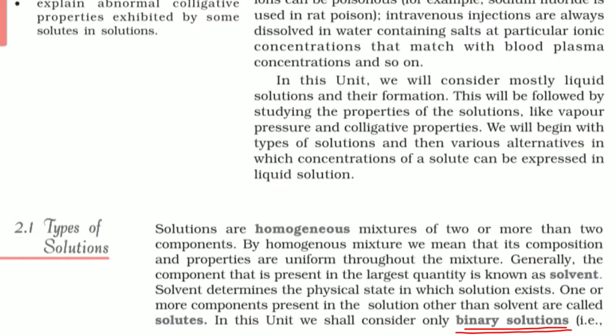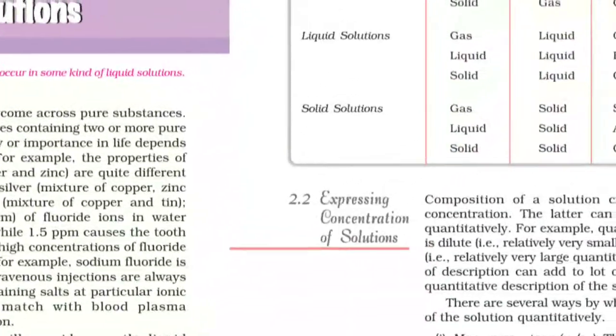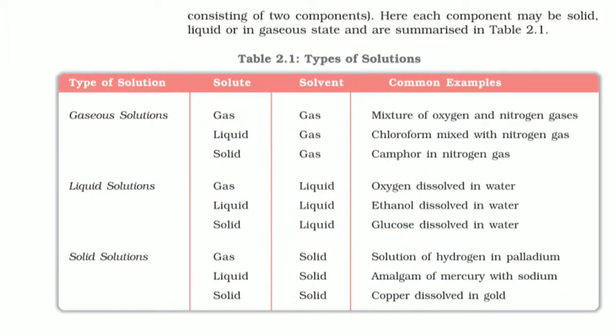Understand? The component which is in the higher amount is your solvent, and the component which is in the lower amount is known as the solute. In the case of a binary solution, because only two components are there, one is the solvent and the other is the solute. Now let us discuss the classifications of binary solutions.